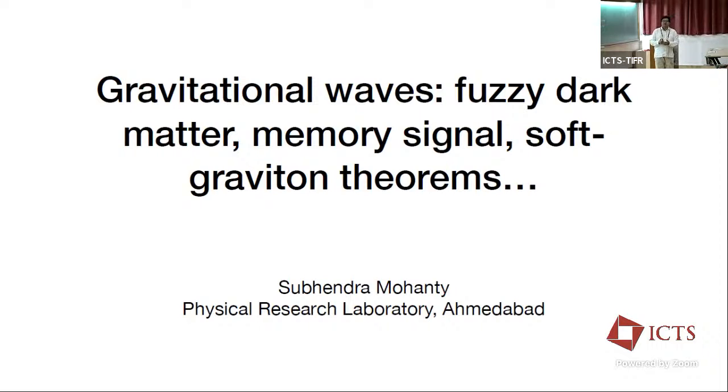So I'll be talking mainly about gravitational waves, and I was planning to talk about memory signals and the Soft-Graviton theorems, but for this audience, I thought it would be more interesting to add fuzzy dark matter, that is, how do you probe fuzzy dark matter using gravitational waves. Some work which we have done, so I thought that I'll have a small discussion about this fuzzy dark matter.